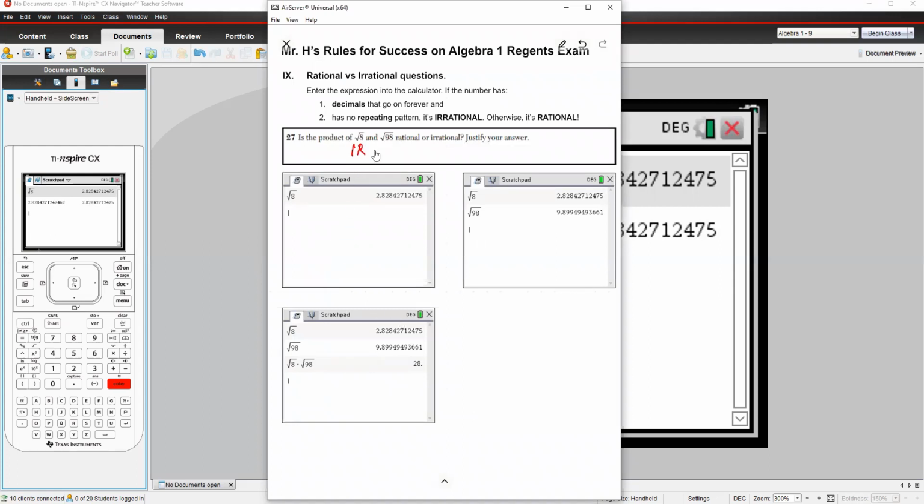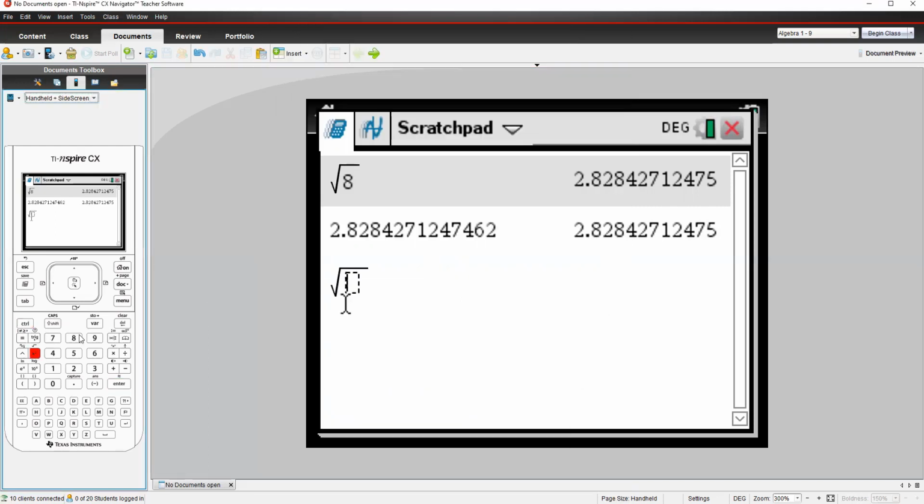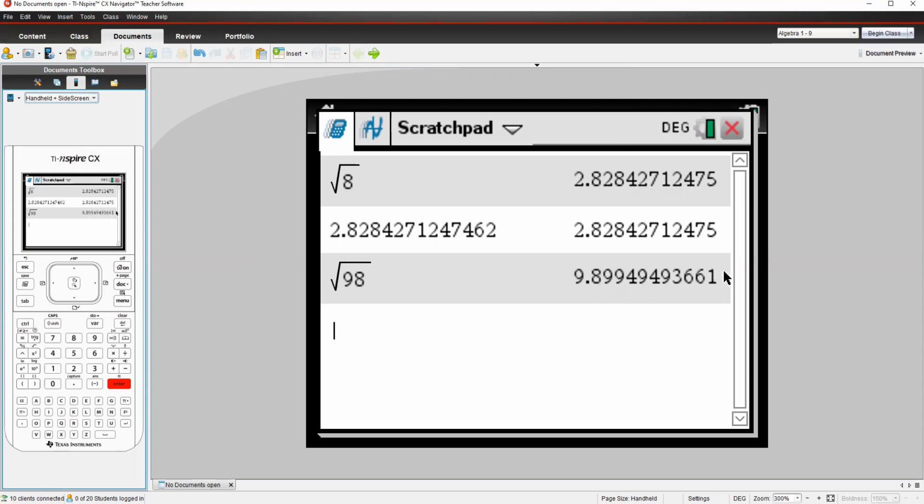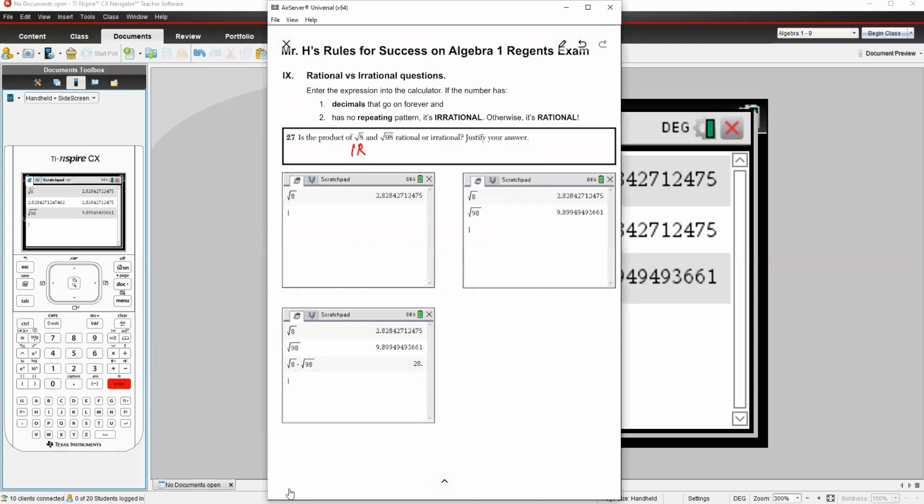Now we're going to do the same thing for square root of 98. So we go square root of 98 and we press enter. Again, you get a bunch of decimals that seem to be going on forever, and there's no real pattern among it. It's 899, and then it jumps to 4, jumps back to 9, jumps to 4, jumps back to 9, jumps to 3, jumps to 6, 6. So there's no real pattern there. Because there's no real pattern and the decimals go on forever, we're going to go back over here and write underneath the square root of 98 another irrational.